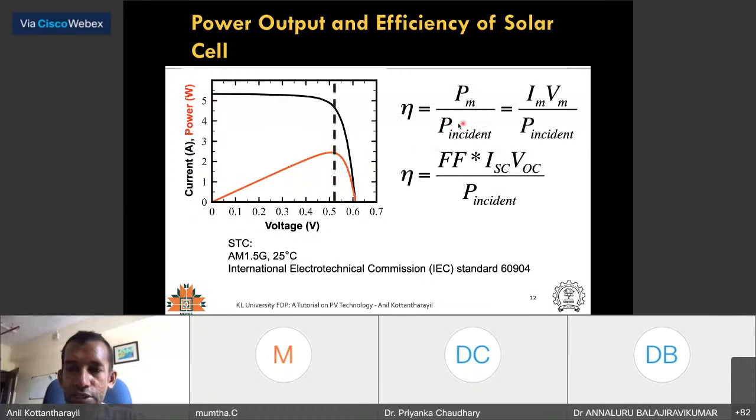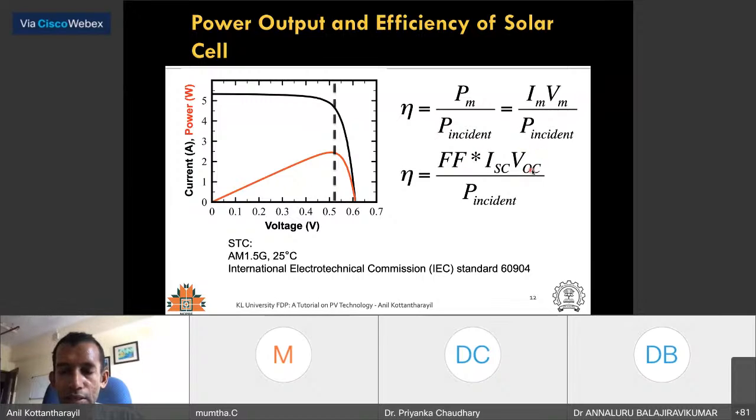And the efficiency is then defined as this maximum power, P_M, divided by P incident. P incident we have seen is 1000 watt per meter square. The spectrum and all these details are specified in an international standard, IEC standard 60904. So P_M is a product of the current at this point and the voltage at this point.